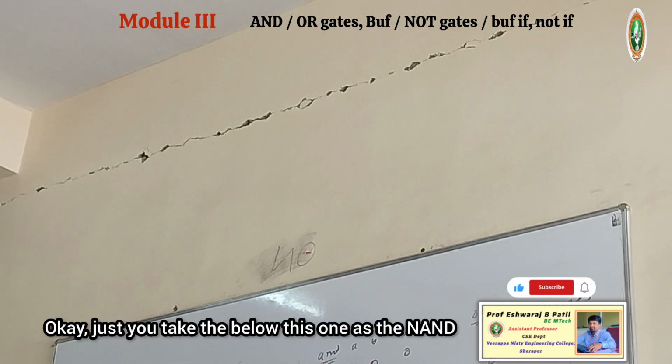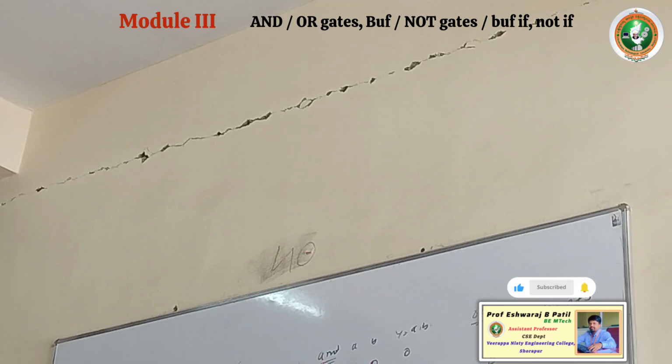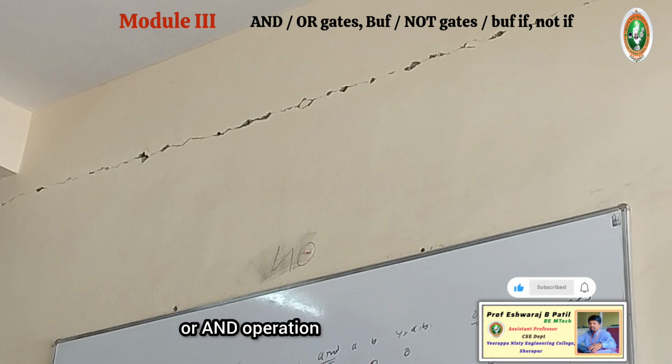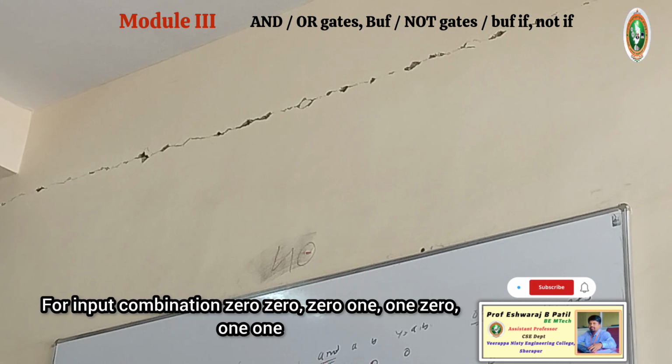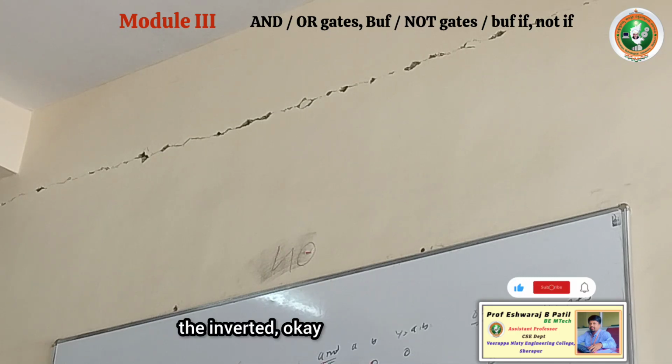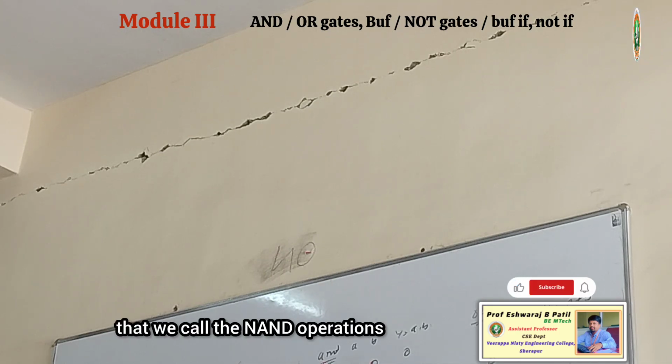Now, below this, take the NAND gate, with inputs A comma B, y equals A dot B, sorry, the NAND is the inverted form of A dot B. For the input combinations 0 0, 0 1, 1 0, 1 1, the output is the inverted form of the AND operation, which we call the NAND operation.